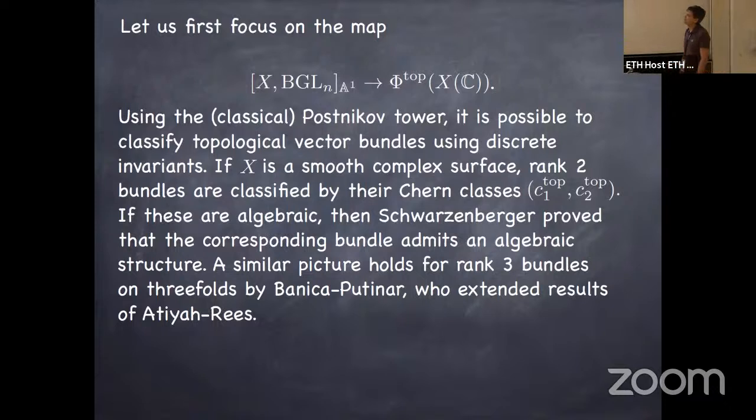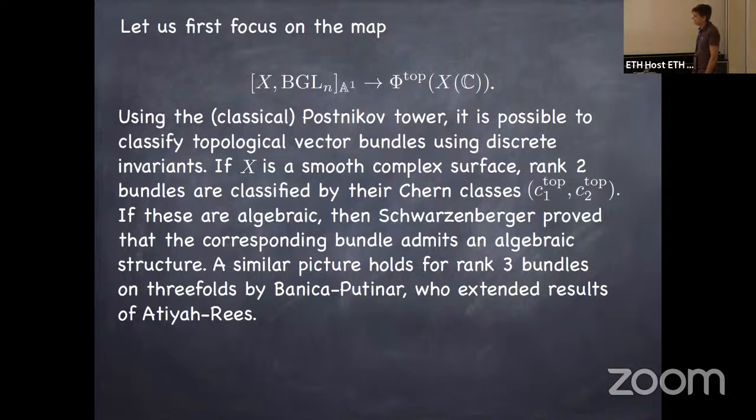So if you look at the case of complex surfaces, then we know that the topological vector bundles on X_C are just classified by their first and second Chern classes, right? And in fact, if they are algebraic, then you can construct an actual vector bundle on X, which has the same Chern classes. The Chern classes on the left, which are the algebraic ones, are sent to the topological ones on the right. So in that case, if X is a surface, then you have a very precise answer on the image of this map. It's just some kind of algebraicity of Chern classes.